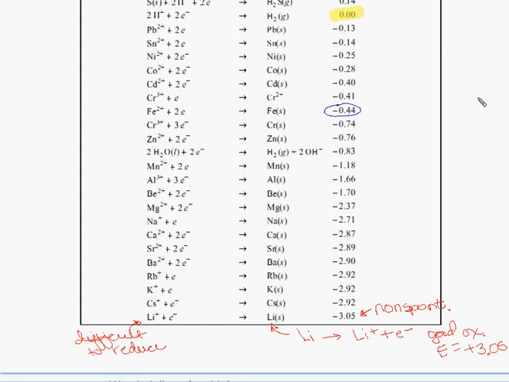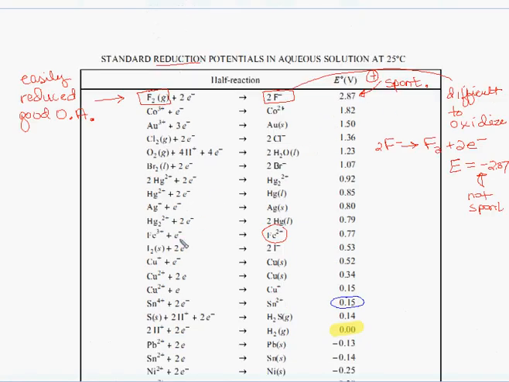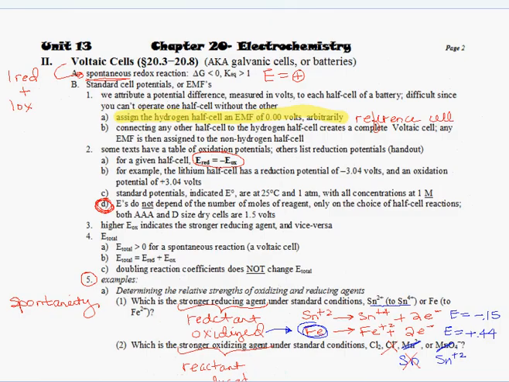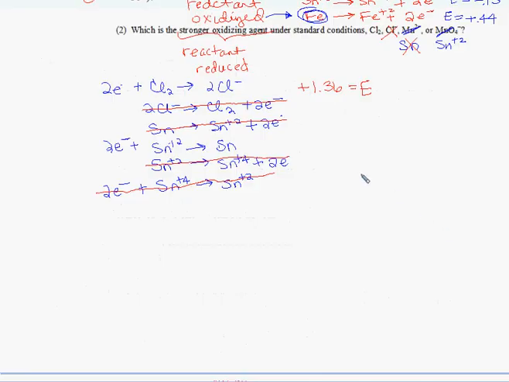Again, we are looking at the tin 2 turning into tin solid, which is this one. So a negative 0.14. All right. Now you can tell that because we have a positive value for the chlorine, chlorine is going to be our answer. So it, as a reactant, will act as the stronger oxidizing agent, meaning its chlorine atoms are physically being reduced by gaining electrons.